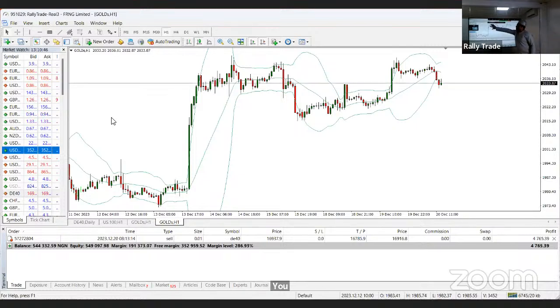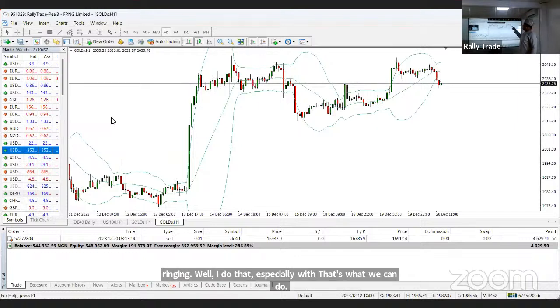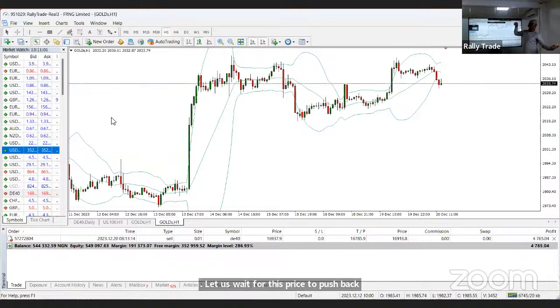The price is ranging, but I know that explosion will come soon. The price is going to explode. So what we can do is, instead of selling now, let's wait. Let us wait for this price to push back up. Hope you can see me at home. Let's wait for this price to push back up and meet this Bollinger Band on top. If it does that, we can place a sell. We are most likely to make money at that level because we shouldn't buy this one in a hurry.